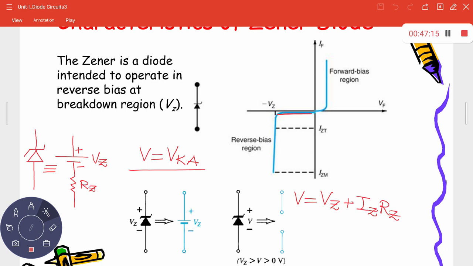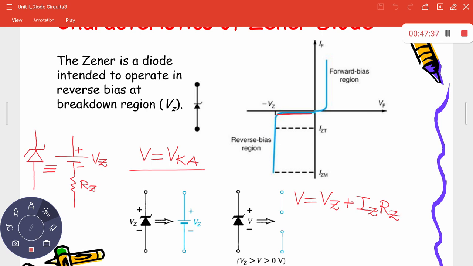And when the voltage is equal to VZ or just greater than VZ, you see that the resistance is almost zero, or practically very small. 5 ohms, 7 ohms, 9 ohms, something like that. Try to understand that before, it was very large, in the range of mega ohms.